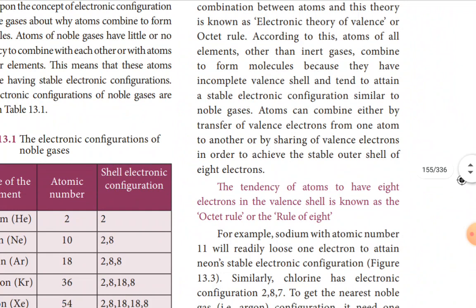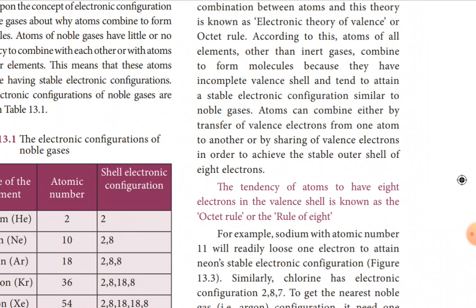Next, see what is called the octet rule, or rule of 8. Also, one more name is given in the above paragraph: electronic theory of valence. What is the octet rule? What is the rule of 8? The tendency of atoms to have 8 electrons in the valence shell is known as the octet rule or rule of 8.